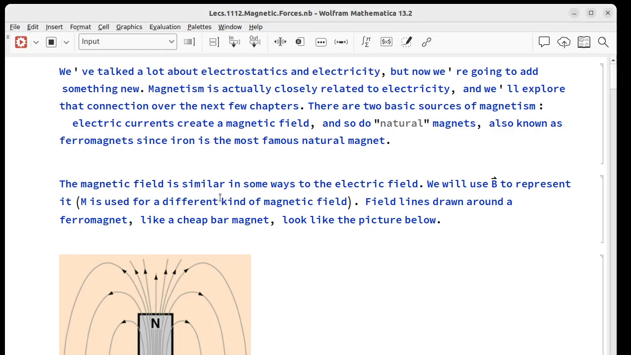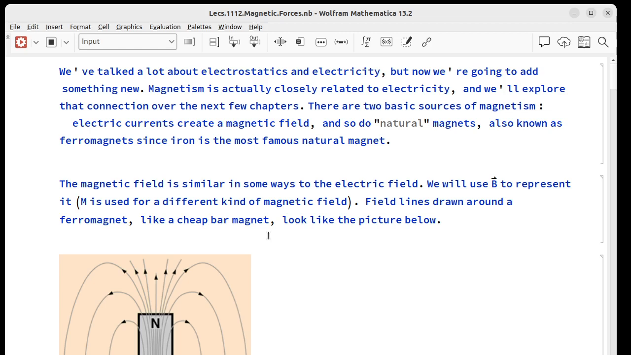So far, we've talked a lot about electrostatics and electricity, and now we're going to add something new. Magnetism is actually closely related to electricity, and we're going to look at that connection over the next few chapters. The two basic sources of magnetism are electric currents that create a magnetic field, and natural magnets, also called ferromagnets, since iron is the most famous example.